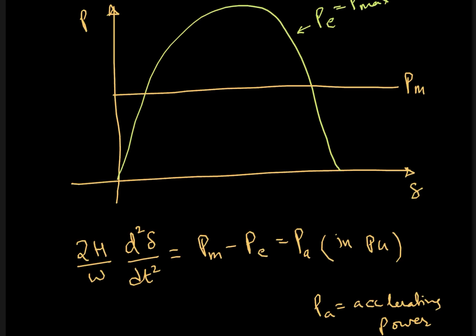So we are operating at this point because PM is equal to PE and this is a stable point, this is an unstable point. At this point PM equals PE and we are operating here at time t equal to 0. Here delta naught is the present steady state angle.